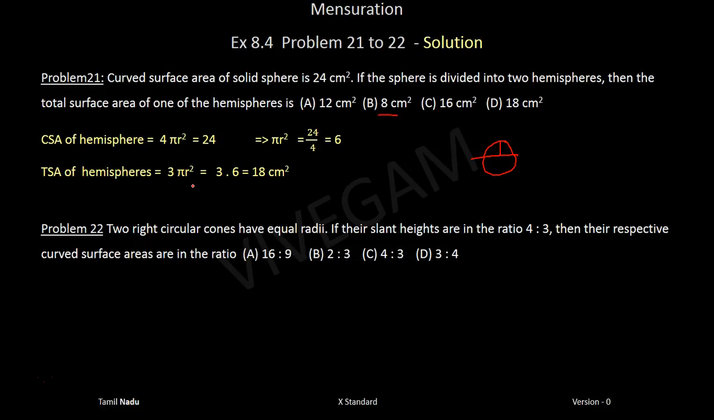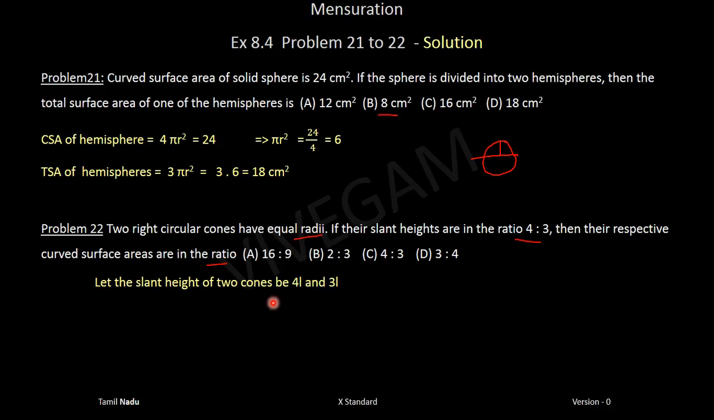Right, next problem, problem 22. Two right circular cones have equal radii. If their slant heights are in the ratio of 4:3, then the respective curved surface areas are in the ratio. So you have to work out using ratios here. No problem. Let the radius be r because both have the same radius, and let the slant heights be 4l and 3l. Then you have to substitute them in the formula.